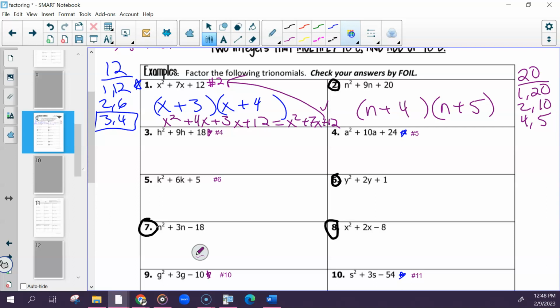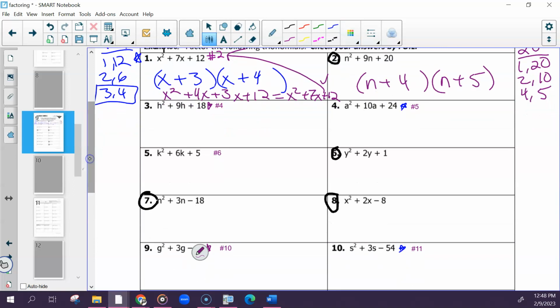Let's do another, and then we'll move on to another type. What are your factors of 5? 1 and 5, and that's it. It's prime. So that is it. So how would we write those factors?